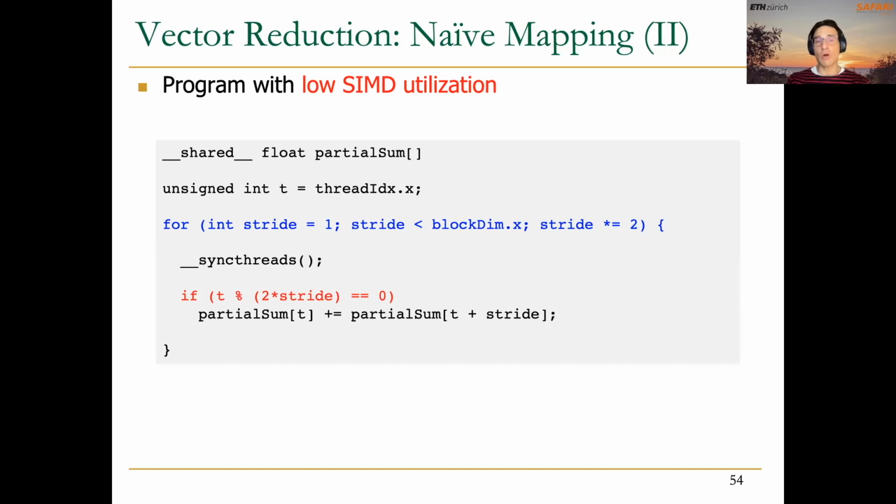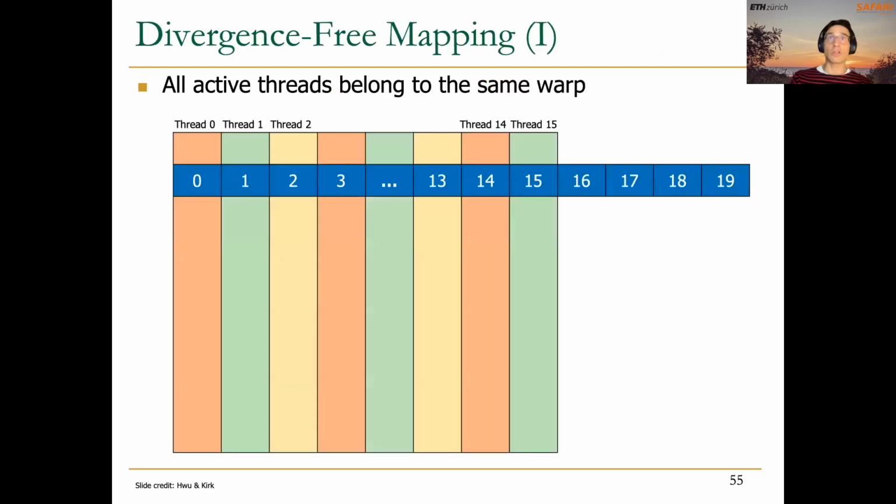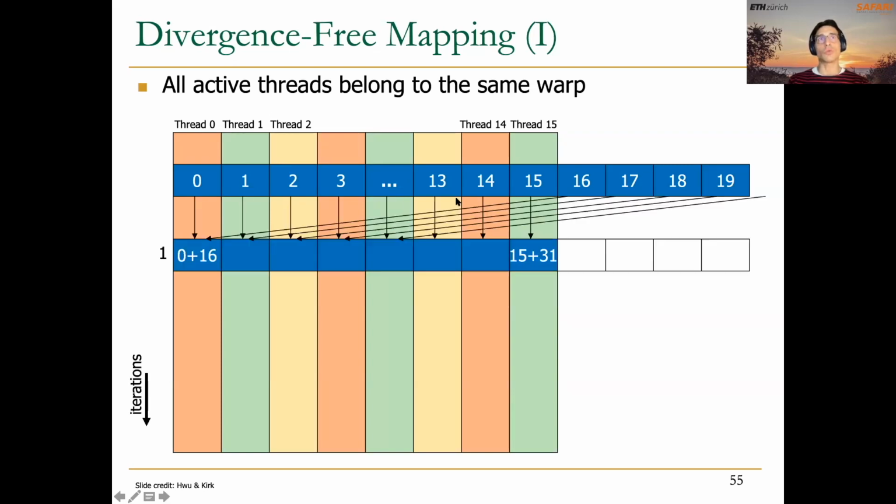We have intra-warp divergence, and the performance will be heavily affected. We are going to discuss much more in detail, as I said, in our upcoming lecture about the parallel reduction. However, in a divergence-free mapping, what we would do is assign consecutive threads to the specific computation that we want to do. In this particular example, thread 0 is adding elements 0 and 16. Thread 1 is adding elements 1 and 17, and so on.